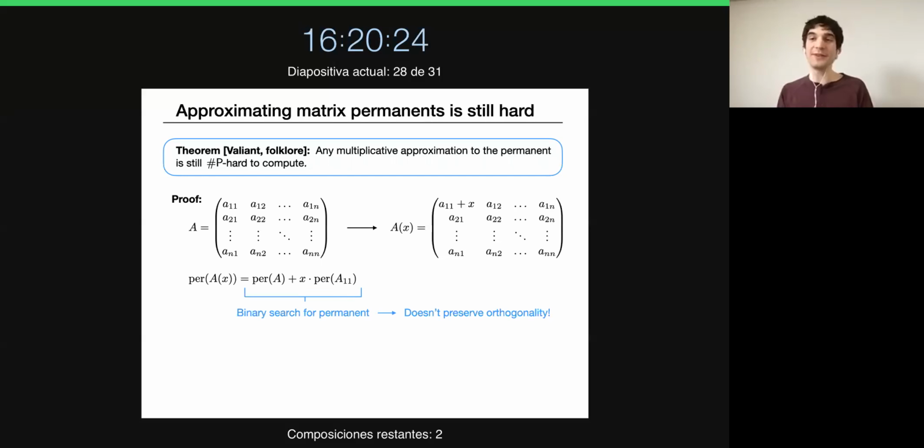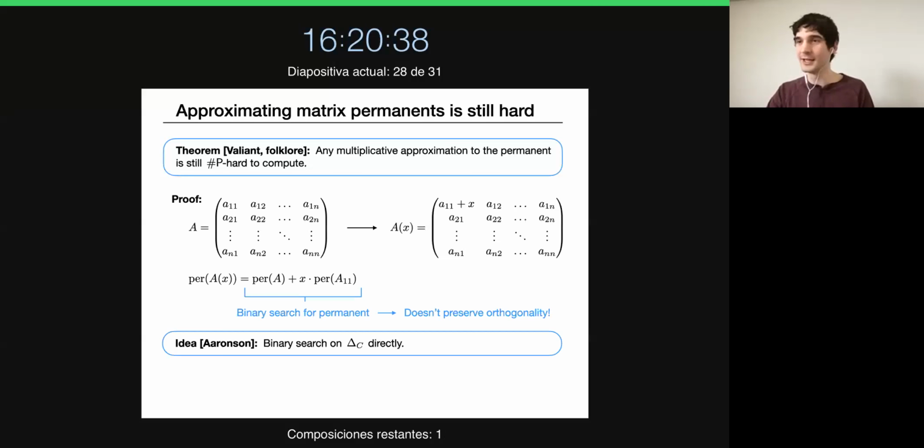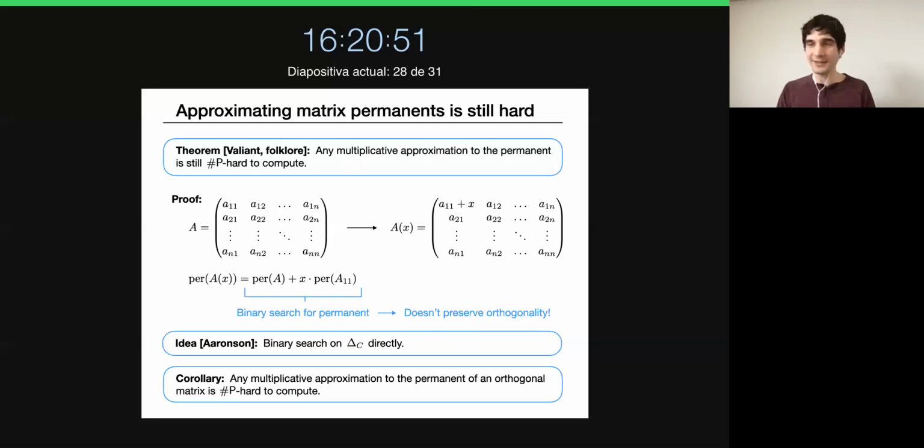In fact, you don't even need a multiplicative approximation to do these things. You just need to know the sign of the permanent. And if you know the sign of the permanent, you can use binary search to find what the permanent is exactly. The problem with these sorts of reductions is that they don't preserve orthogonality, but there's a simple fix, which is to binary search on this quantity delta C directly by artificially increasing and decreasing the number of satisfying solutions in your circuit. And so a corollary of this idea is that any multiplicative approximation to the permanent of an orthogonal matrix is still Sharp-P hard to compute.